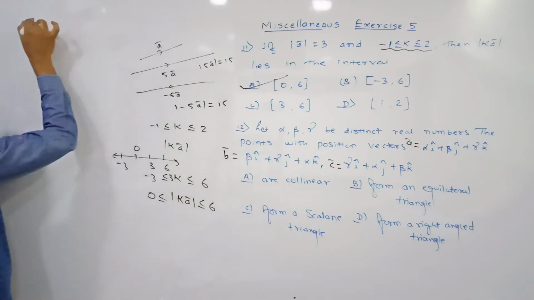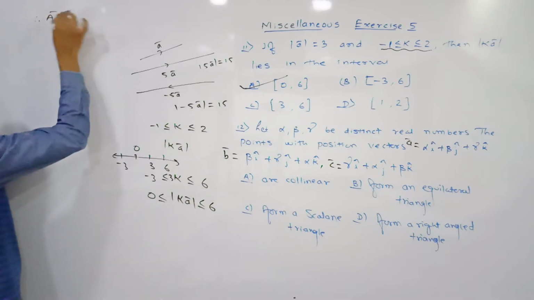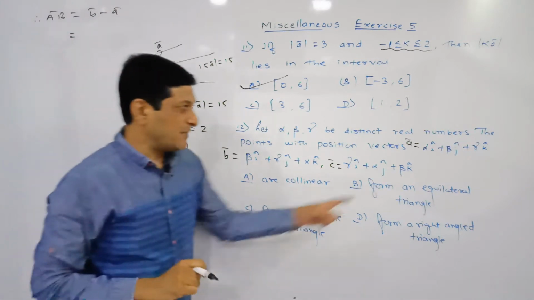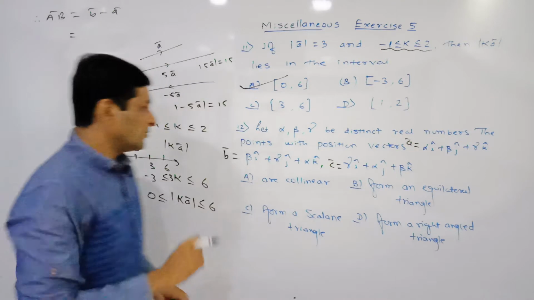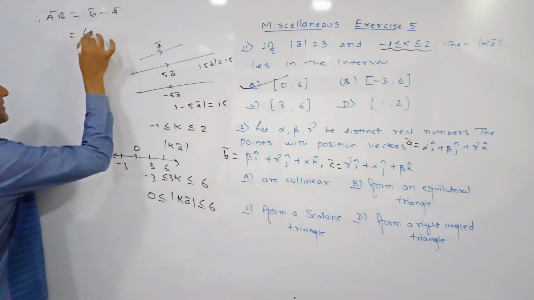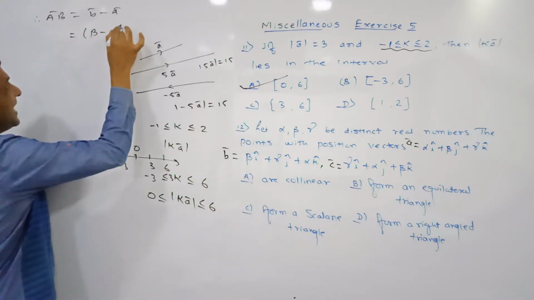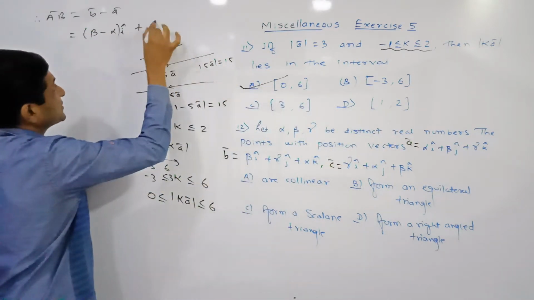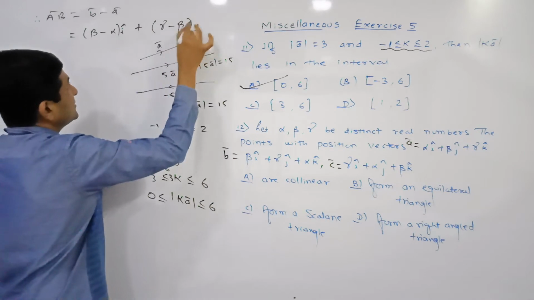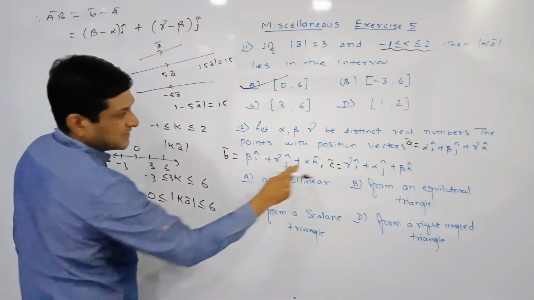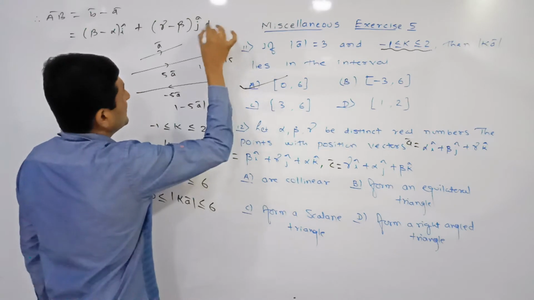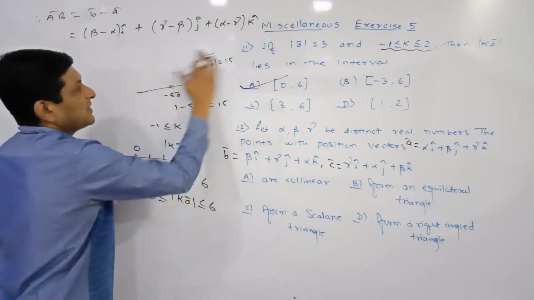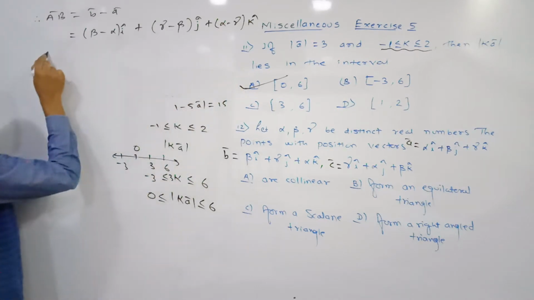Therefore, what do we get here? AB bar is equal to B bar minus A bar. Try to find the value of B bar minus A bar. So we get beta minus alpha i cap, plus gamma minus beta j cap, and lastly alpha minus gamma k cap. So this is the value of AB bar.